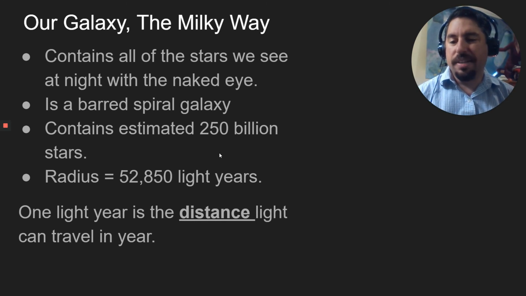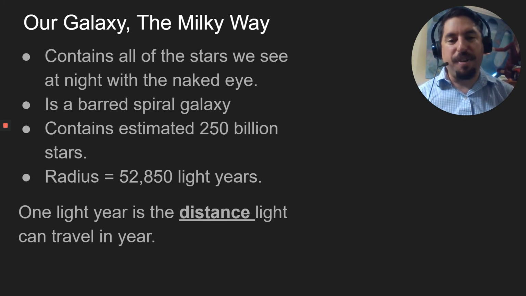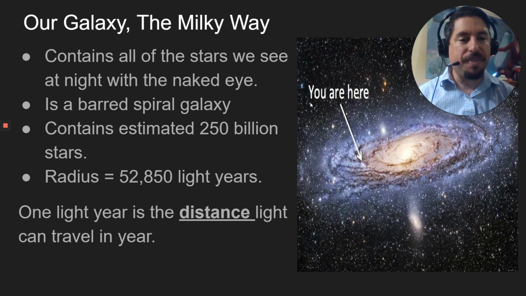And 1 light year is the distance that light can travel in a year. So a light year is a distance, it's not a time. So even though it says light years, it is not a time, it's a length. And it's the length light can travel in 1 year. So it would take 52,000 years for light to travel from the middle of the galaxy to the edge. And remember how fast light travels, that it's very, very far.